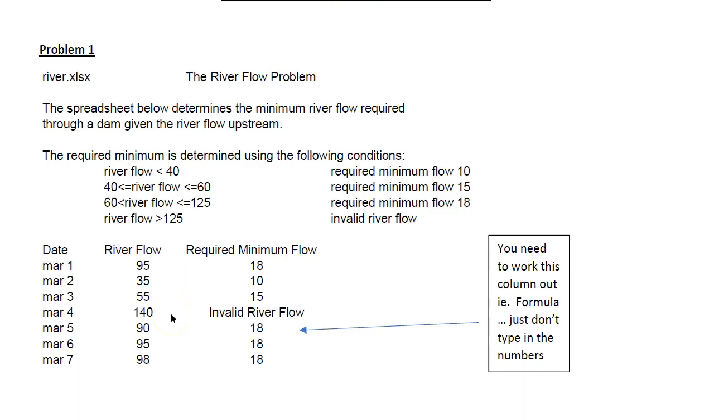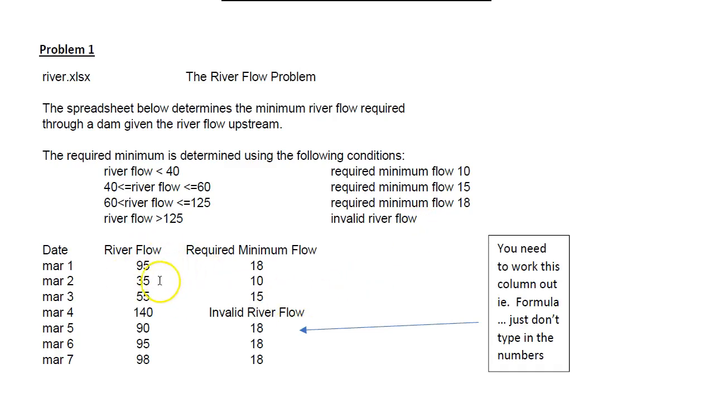So this first one tracks river flow. There's a particular structure that opens and closes valves, and they want to track the amount of river flow that has to go through those valves. And according to the rules, fictitious rules that I've made up, if the river flow is less than 40, the required minimum is 10. If the river flow is between 40 and 60, the minimum is 15. And if it's between 60 and 125, it's 18. And if it's over 125, something's wrong. That's not a legitimate river flow, and we have to report an invalid river flow.